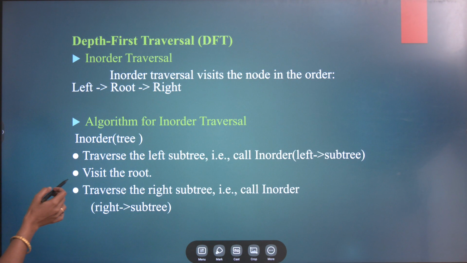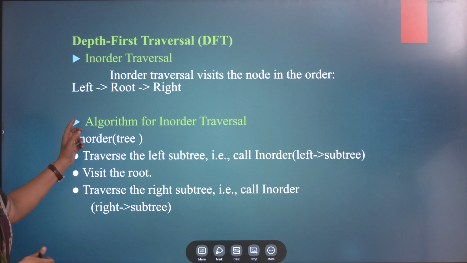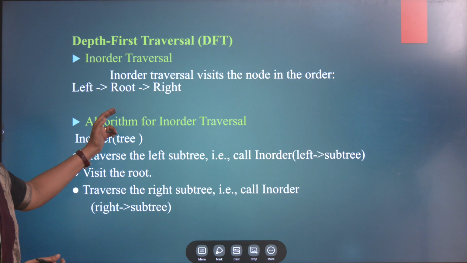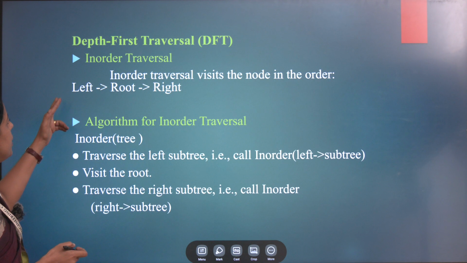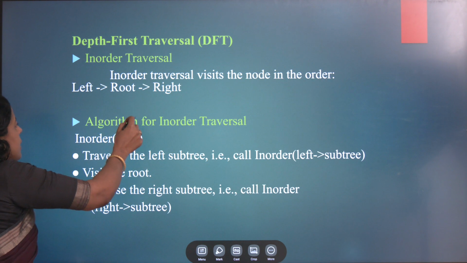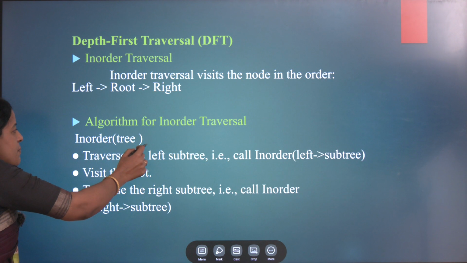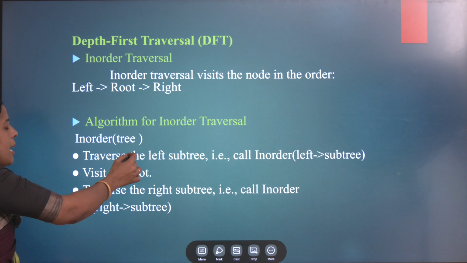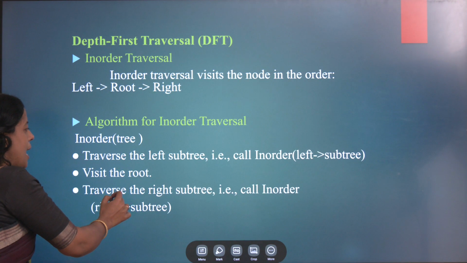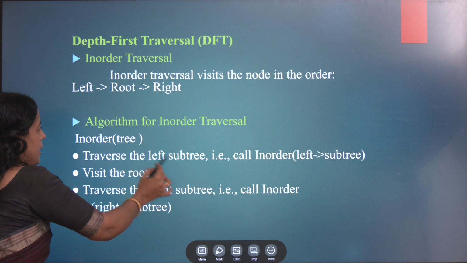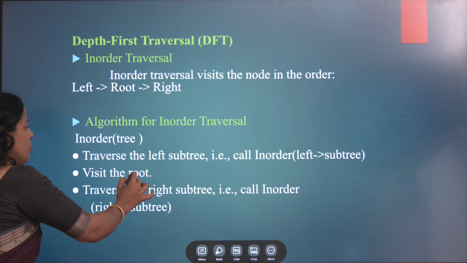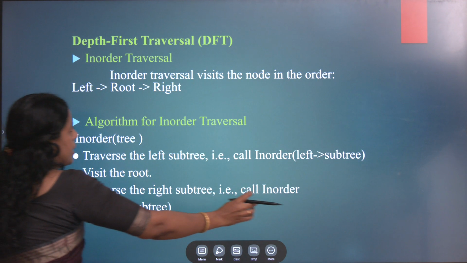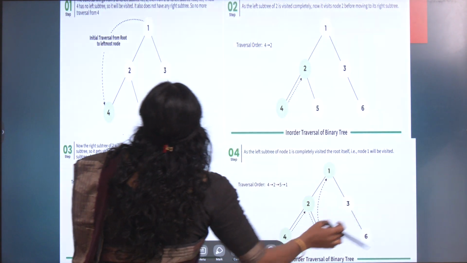So when you go for the DFS algorithm, that is the depth first traversal, there are three types of traversal technique. One is the in order, second one is the pre order, and third one is the post order. In order traversal algorithm: traverse the left subtree first, after that visit the root and traverse the right subtree, that is left, root and right subtree. That is the algorithm for in order traversal.